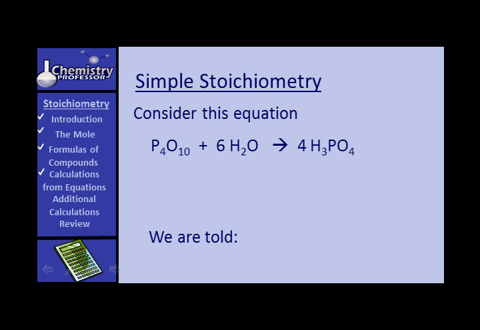Now, according to the equation, we're being told that if one molecule of this is present, it will react with 6 molecules of water, producing 4 molecules of phosphoric acid. Or you might look at it another way. After all, the mole is a number. So a mole of P4O10 will react with 6 moles of water to produce 4 moles of phosphoric acid.